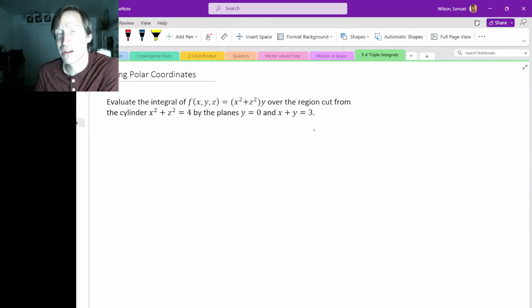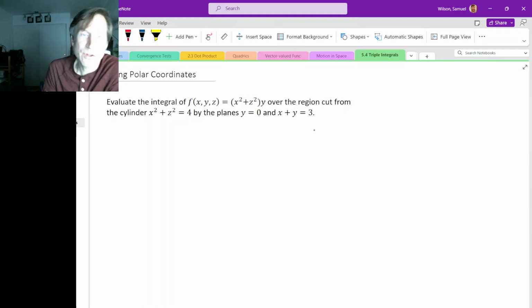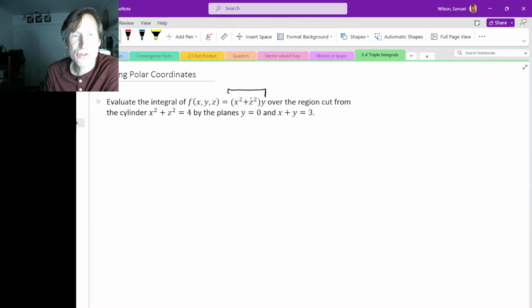Let's look at one more trick that can make calculating triple integrals easier. So let's try to evaluate the integral of this function, x squared plus z squared, all times y, over the region cut from the cylinder x squared plus z squared equals 4 by the planes y equals 0 and x plus y equals 3. So I guess first we need to figure out what is this region exactly.